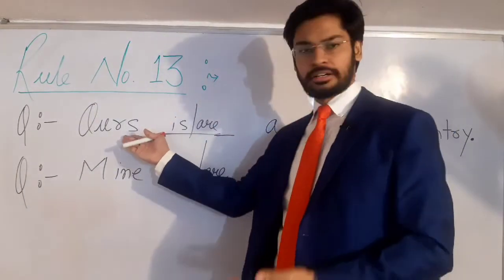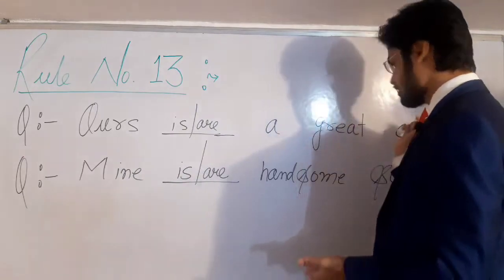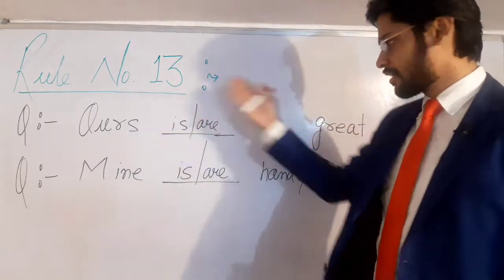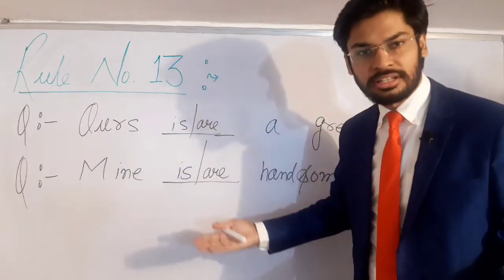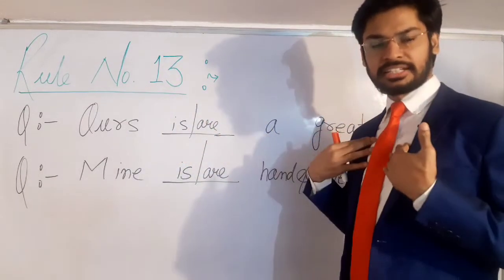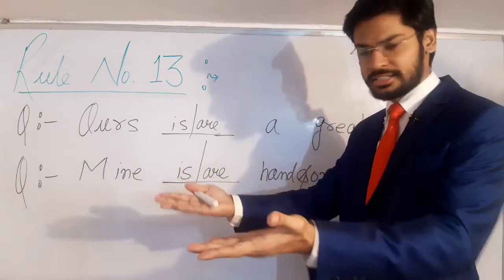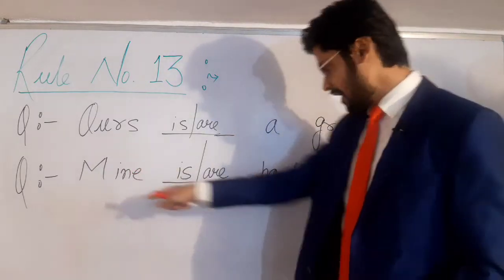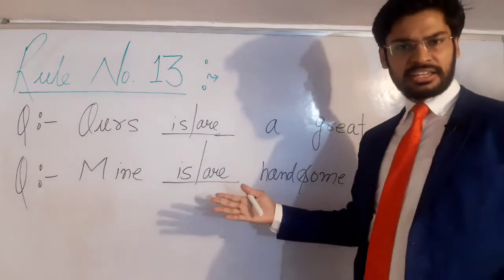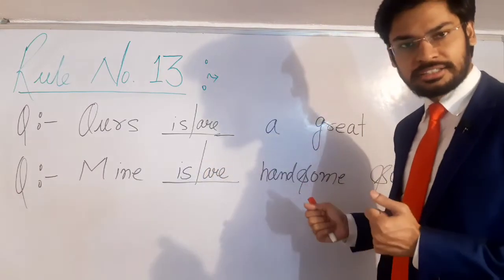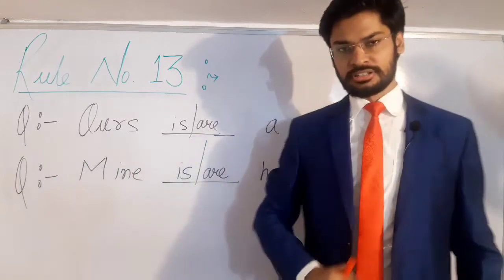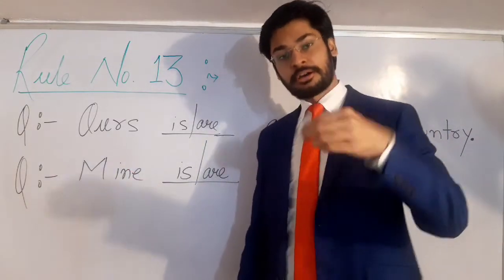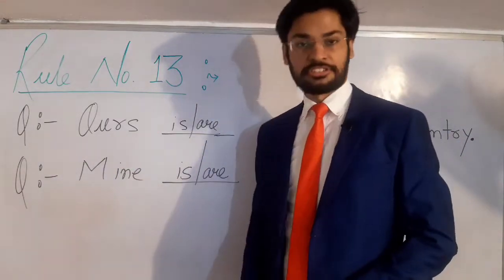Like for example, see here, ours. हमारा एक महान देश है. So this ours is showing what? A possession. एक अधिकार दिखा रहा है. हमारा अधिकार अपने देश की प्रति. ठीक है. Second question, see. Mine is or are handsome son. मेरे बहुत handsome बच्चे हैं. ठीक है. So मेरे अधिकार दिखा रहा है. It is showing possession. So those pronoun which shows possession are called possessive pronoun.